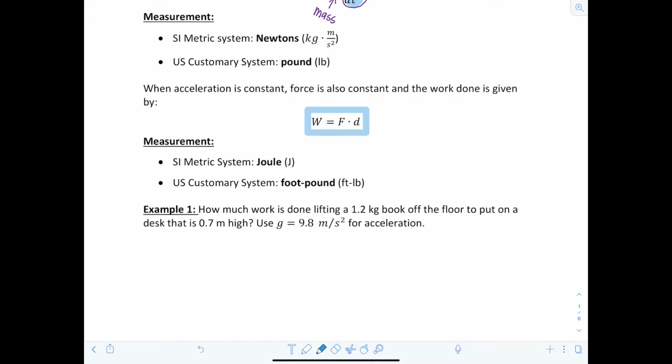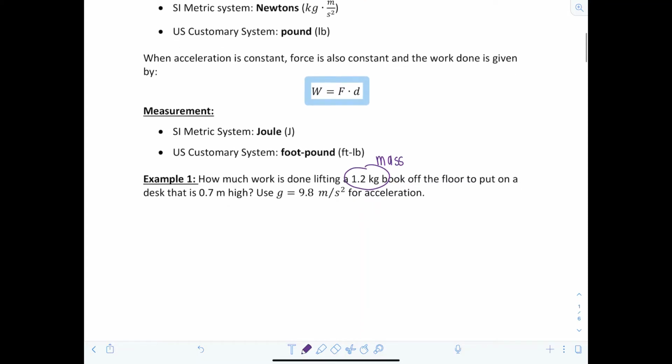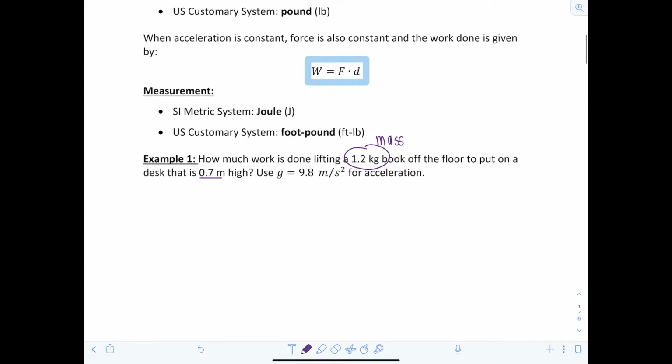So how much work is done lifting a 1.2 kilogram book off the floor to put on a desk that is 0.7 meters high? Use g equals 9.8 meters per second squared for acceleration. So that's the force of gravity on the earth. So a 1.2 kilogram book, that represents the mass of the object. And then this is the distance. So I'm going to use that to compute work. But first things first, I need to get force.